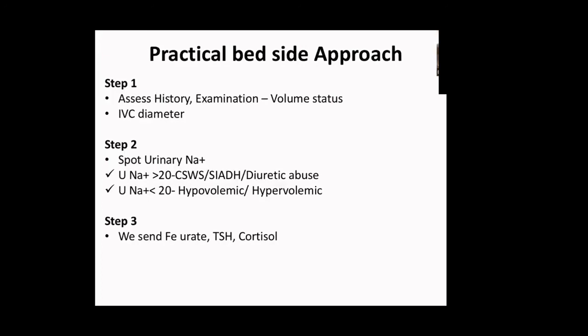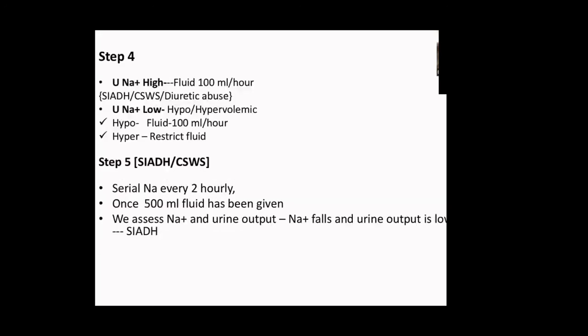If urinary sodium is less than 20, I am very happy. It is hypovolemic or hypervolemic. It is simple. You just correlate clinically. If it is hypovolemic, give volumes. If it is hypervolemic, give diuretics and all these things. Then we send FeUrate, TSH and cortisol. This is textbook, which we send to all hyponatremic patients.